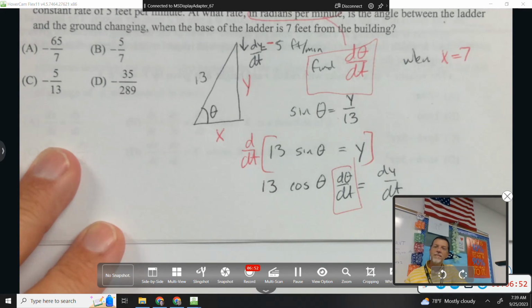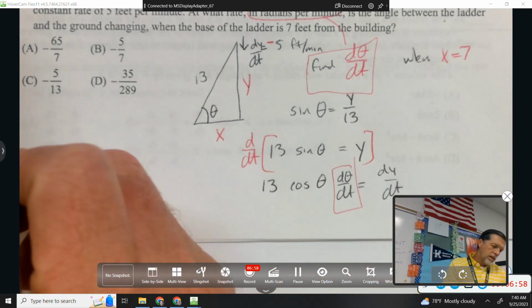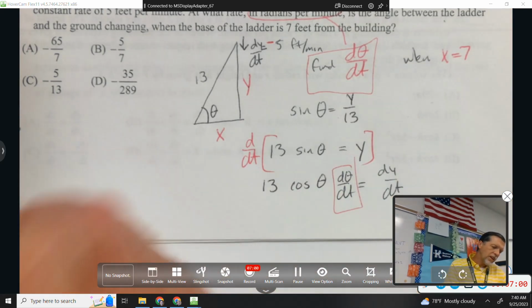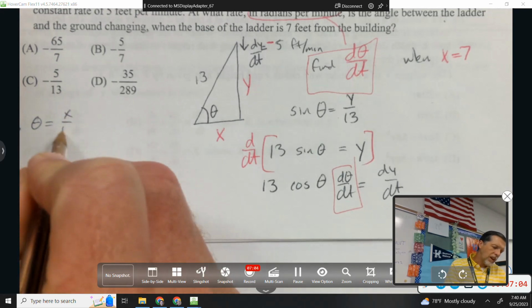Hypothetically, could you do cosine of x over 13 instead of sine of y over 13? So if you did cosine of theta equals x over 13.